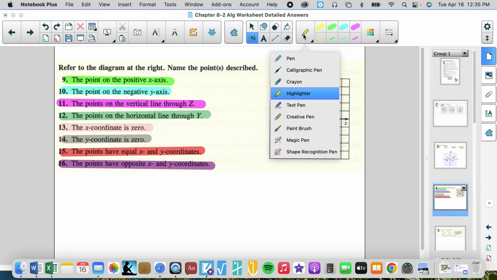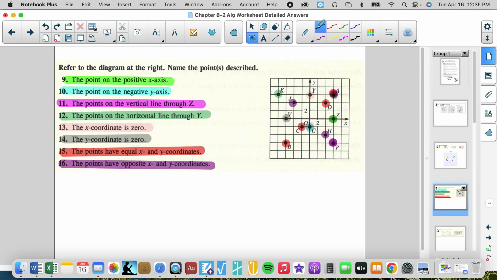Cool. I guess I should have listed them. So we'll go through them again. Point on the positive axis would be Z. Negative axis would be G. Points on the vertical line through Z: A, Z, and P. Points on the horizontal through Y is K, Y, and A.